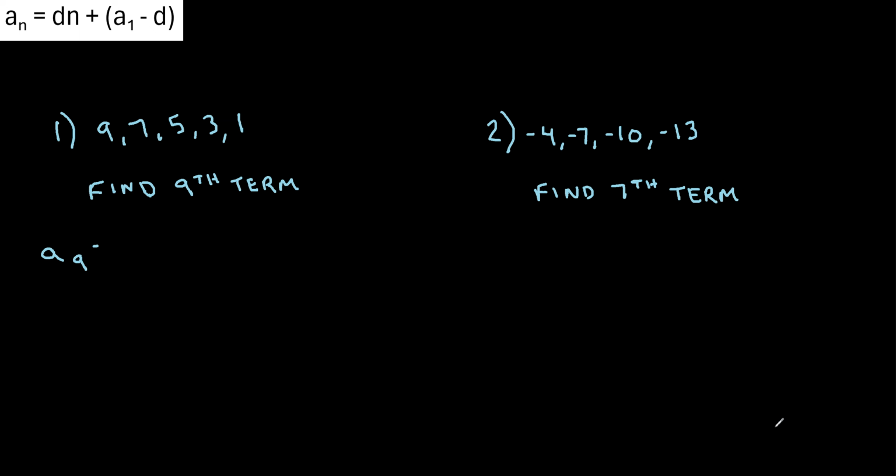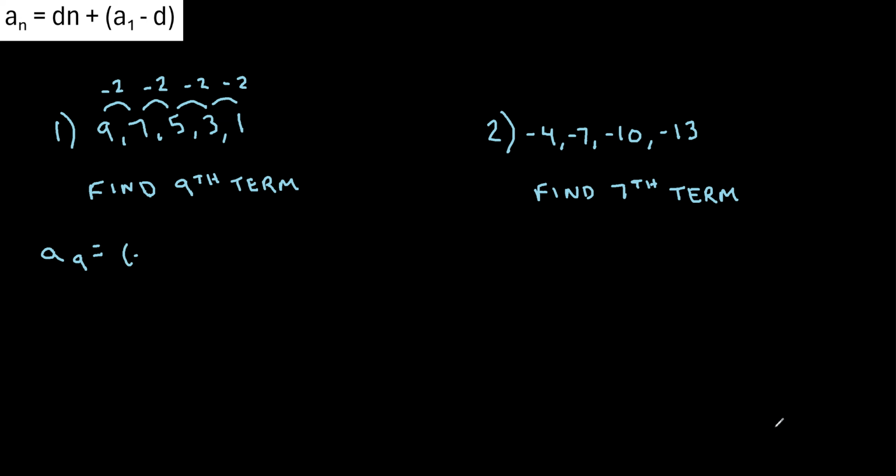A sub 9 is equal to d. So d is going to be the common difference between consecutive terms. To find that, we say, well, the first term in the sequence is 9. How can we get from 9 to the next number in the sequence, 7? Well, we would have to subtract 2. So to go from 9 to 7, we would say negative 2. How do we go from 7 to 5? Again, we subtract 2. To go from 5 to 3, subtract 2. And to go from 3 to 1, we subtract 2. So the common difference is negative 2. That's the value that we'll use for d in this formula.